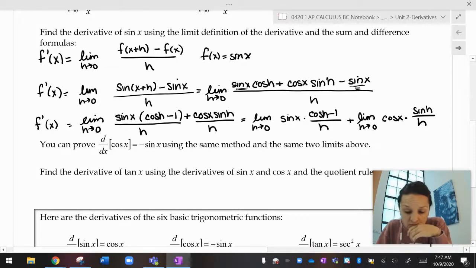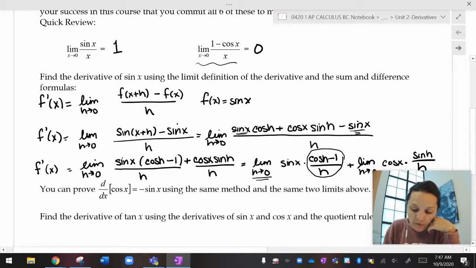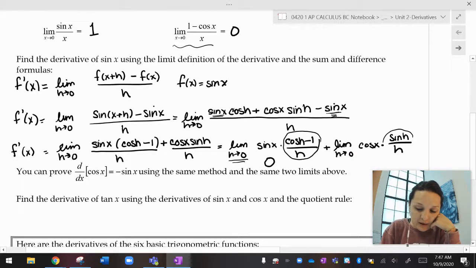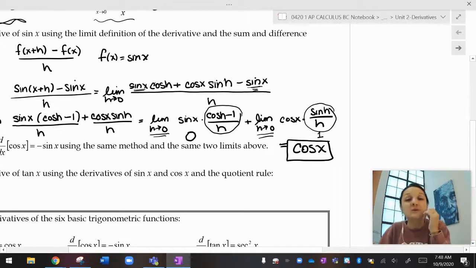I can do that. And then I'm going to realize as h approaches 0, this limit is this one from up here. So this limit equals 0. Sine h over h, as h goes to 0, is the limit in the top left. So that goes to 1, and cosine x times 1 is just cosine x. Sine x times 0 is 0. So we finally get that cosine x is the derivative of sine x. Holy cowabunga, dude. That's where the algebra comes from.